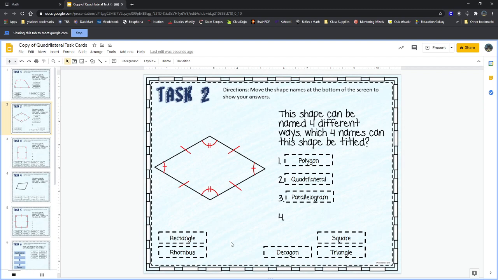There's one last name that I could give to this shape. The last name I could give to this shape would be rhombus. What makes this shape a rhombus is that all 4 of my sides are equal. I can tell that because they put little marks on the sides letting me know how long they are, and all of my sides have the same mark. So for slide number 2, my shape could be a polygon, a quadrilateral, a parallelogram, or a rhombus.